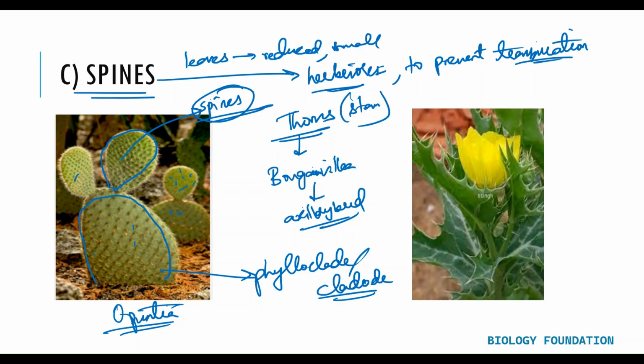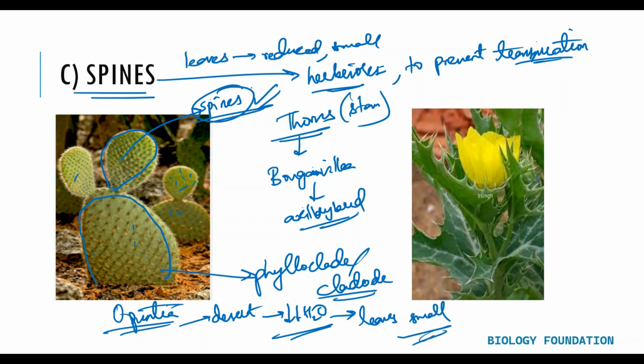And we know that opuntia grows in desert. Desert areas have less amount of water. Plants need water for survival, and the soil has very little water, so they can't afford to lose water. So that's the reason the leaves are very, very small. They're highly reduced and develop into spine-like structures, which are prickly, that means thorn-like structures, but they are called spines. These are modifications of the leaves.